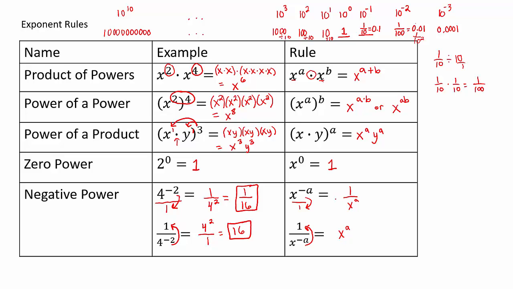It's not going to be negative 1 over x to the a. That's not how that works. Exponents are their own thing. They don't affect the sign or the number that's in front of this. So those are the rules, and let's look at some examples.